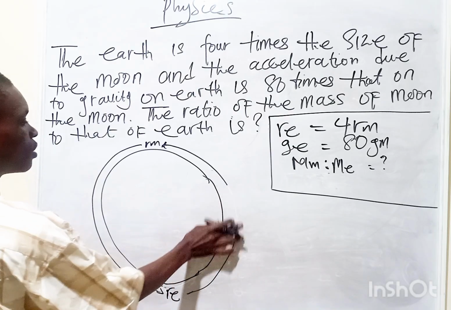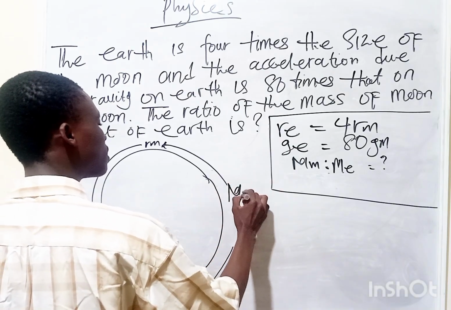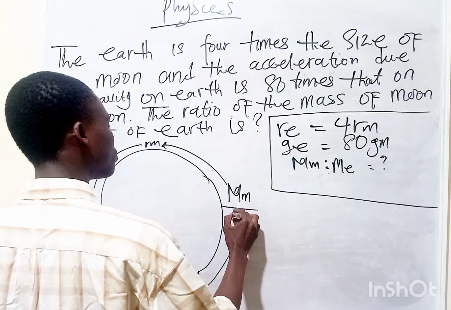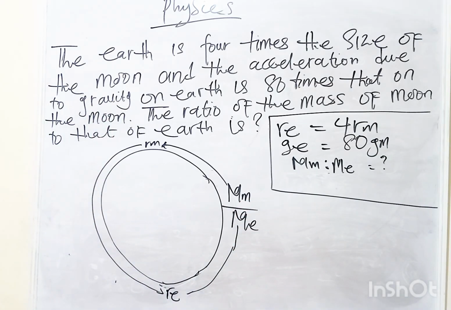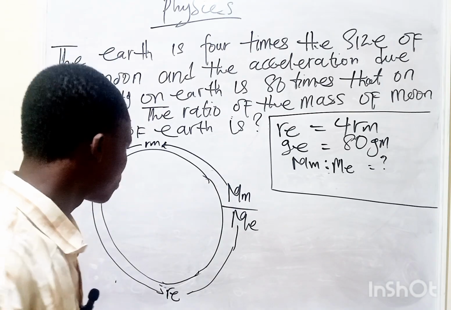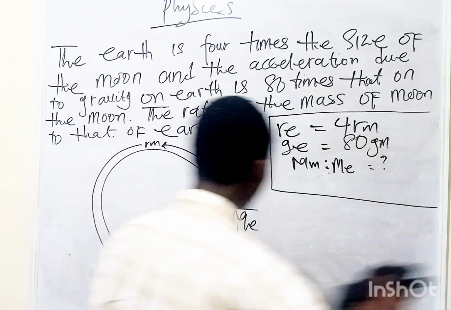All right. Then from here, we are asked to find the mass of Moon to that of Earth. All right. This is how the diagram will look like. All right. So let's proceed.